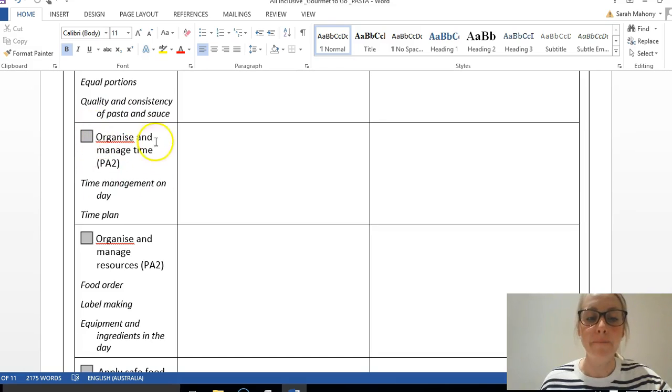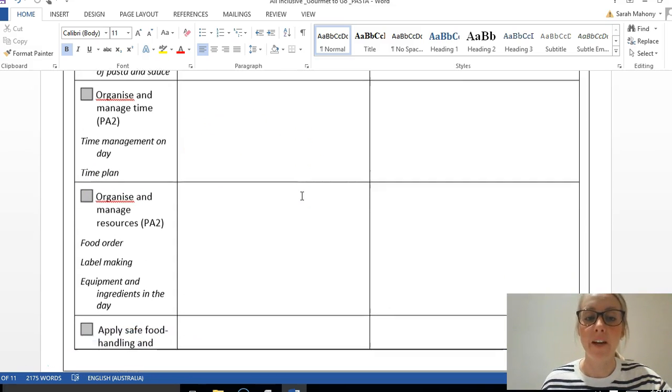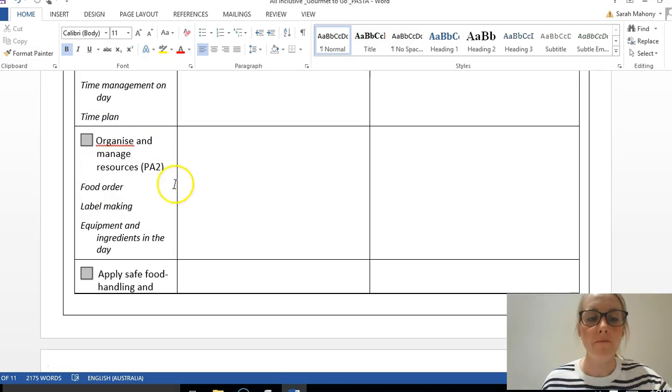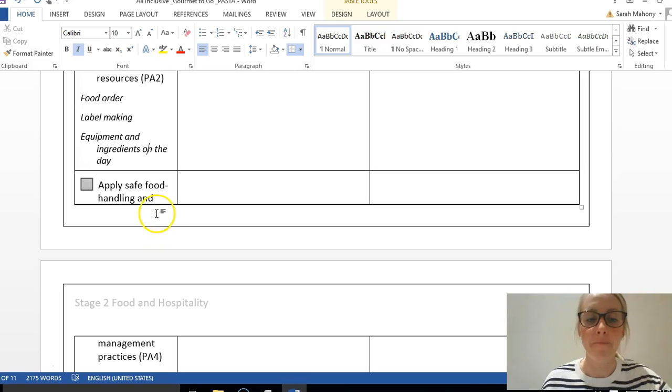Organise and manage time. So time management on the day, how did that go? Did you have a time plan and what was your planning around that? Organise and manage resources. So this includes the food order, label making, and also equipment and ingredients on the day. Just make a comment about those 3 things in this section.